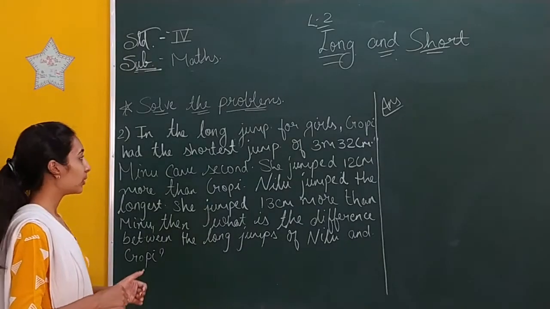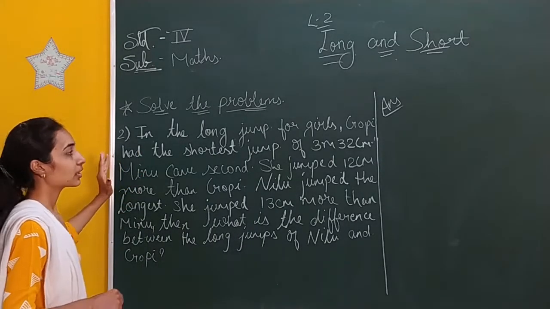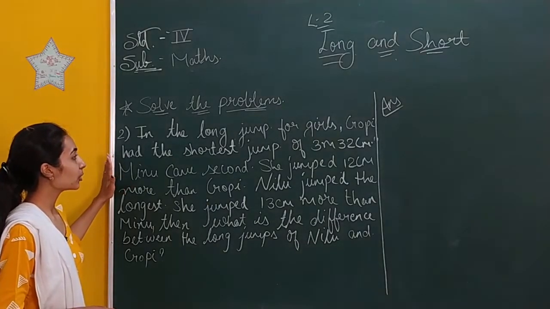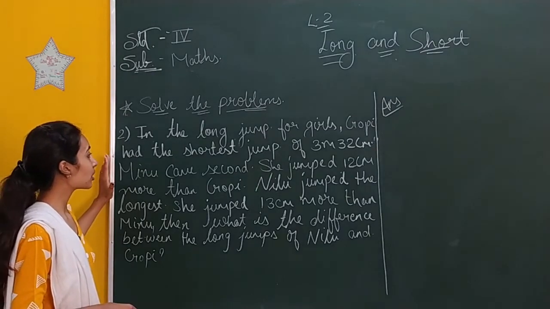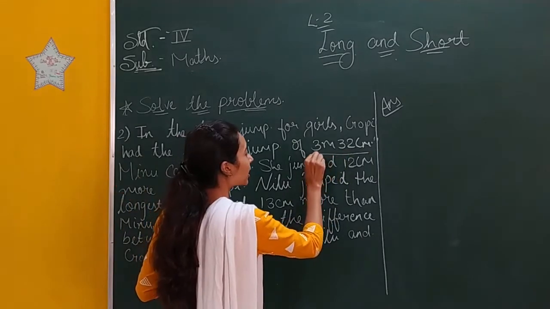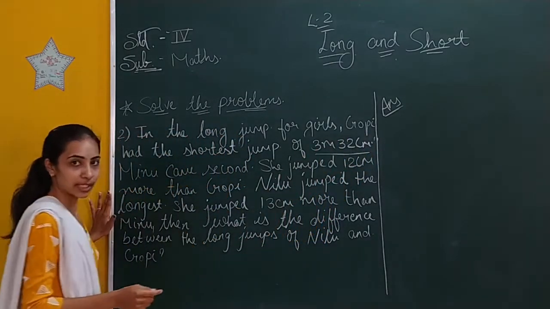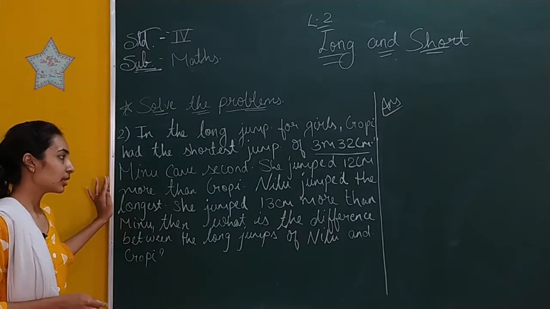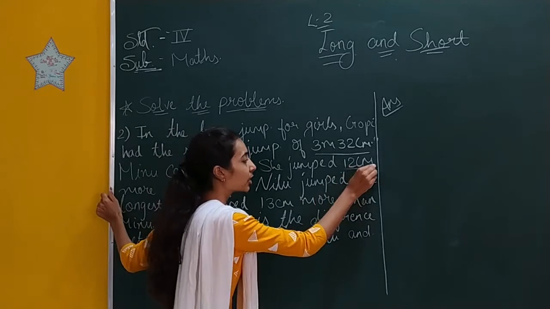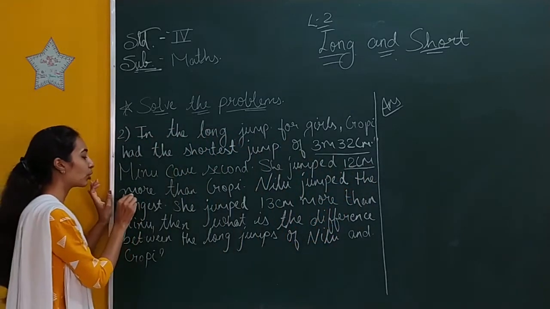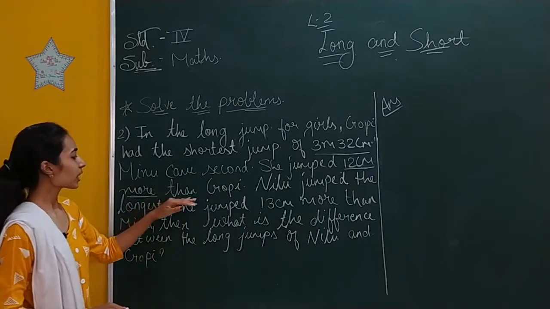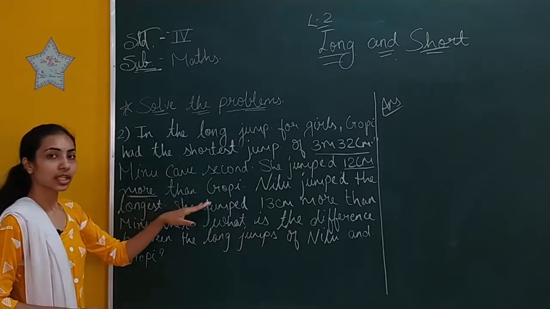Let us see second problem. In the long jump for girls. Now previously it was of boys. Now here are girls. In the long jump for girls, Gopi had the shortest jump of 3 meter 32 centimeter. Minu came second. She jumped 12 centimeter more. Pay attention on more. Previously when we have done it was less. Here it is more. She jumped 12 centimeter more than Gopi.